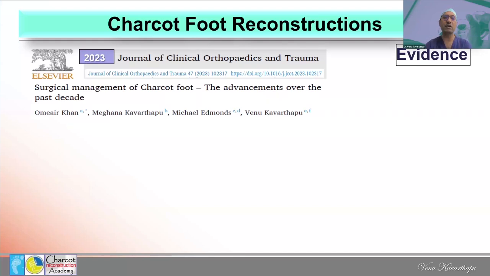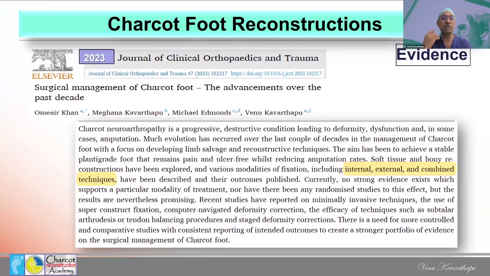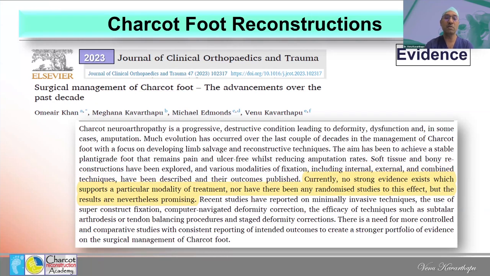So if you look at the evidence on Charcot foot reconstructions, well, recently we have observed the evidence over a decade. What it has shown is that reconstruction that utilized internal, external fixations or even combined techniques more recently have shown similar results, but no clear statistical evidence of one being better than the other. But overall, there has been a progressive improvement in patient outcomes.